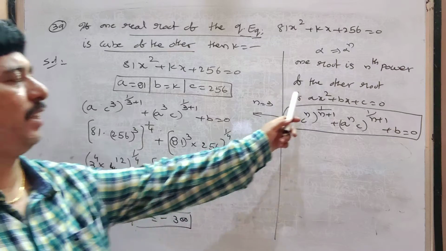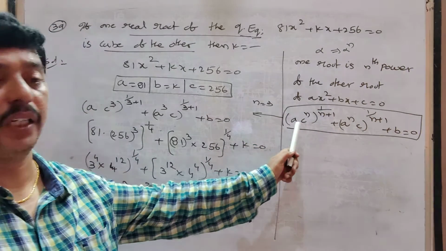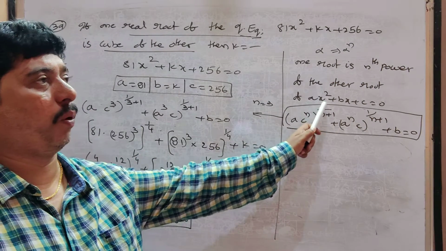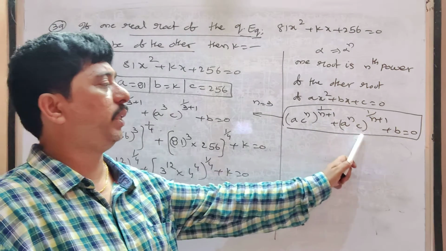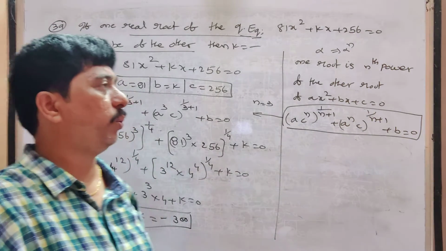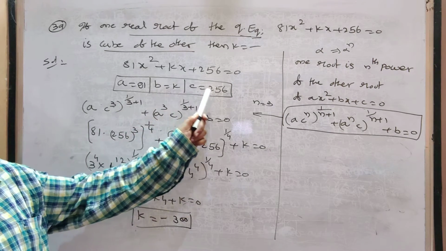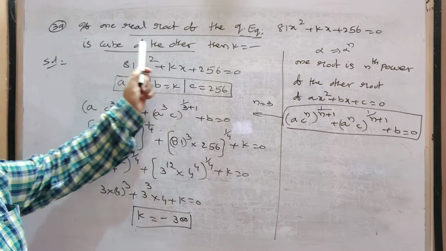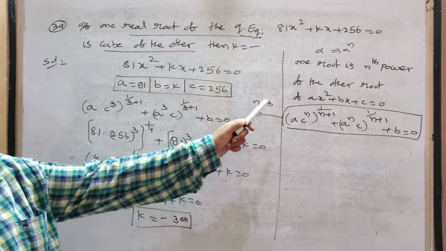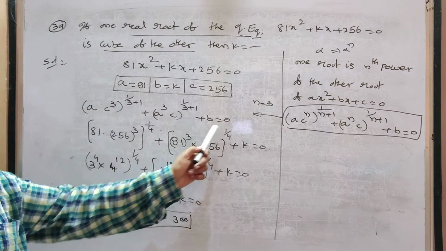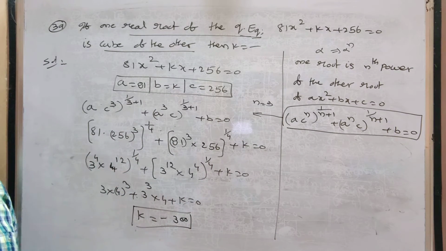One root is the nth power of the other means it satisfies the condition (a into c power n) whole power 1 by n plus 1, plus (a power n into c) whole power 1 by n plus 1, plus b equal to 0. In place of a is 81, in place of b is k, in place of c is 256. One root is the cube of the other means n equal to 3. In place of n take 3 and we get the value of k. The solution.